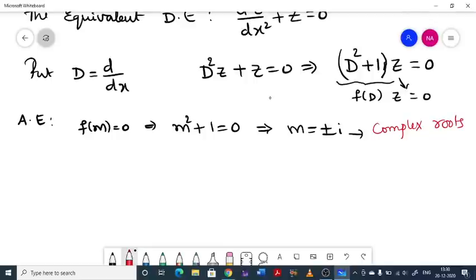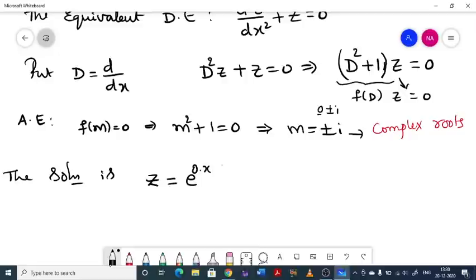So now I have to write the solution. The solution is dependent variable z equal to e power real part of the root. Here real part is 0. See, plus or minus i you can write as 0 plus or minus i. So real part is 0, imaginary part is 1. So 0 into independent variable, x here, times constant. I have to write constant.